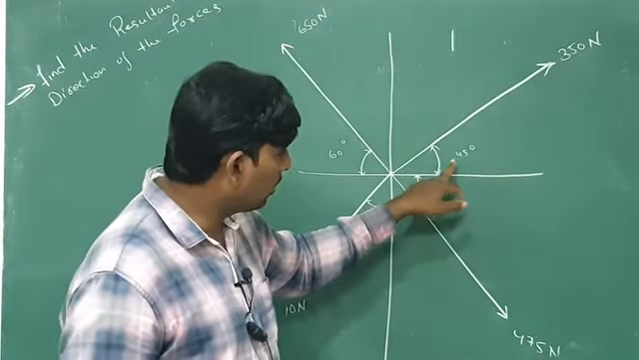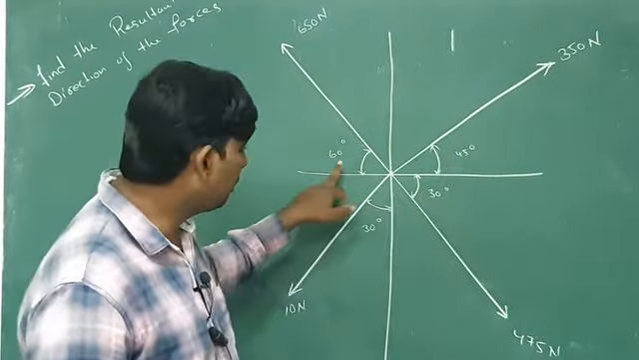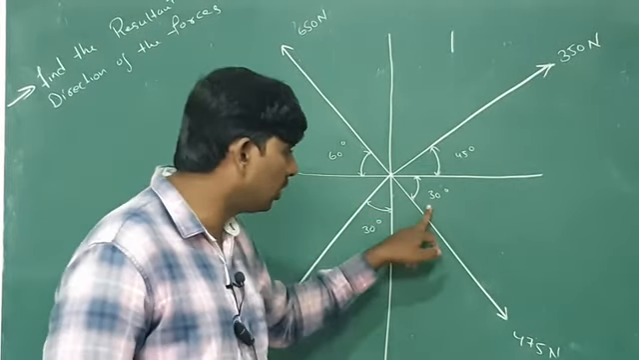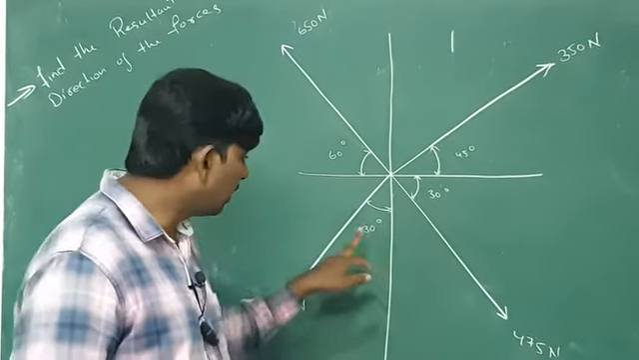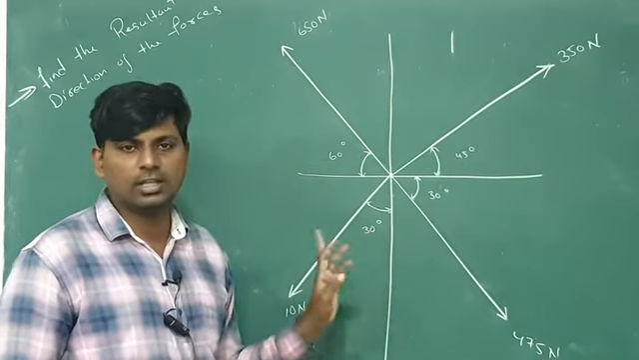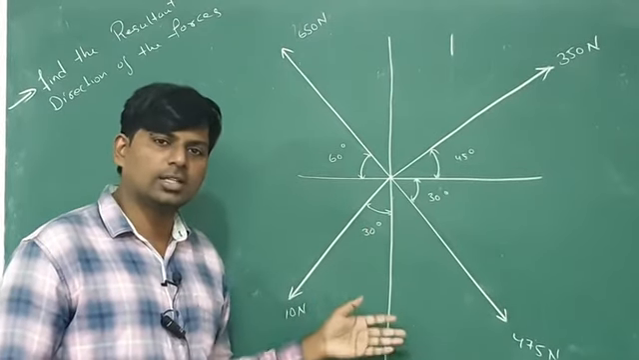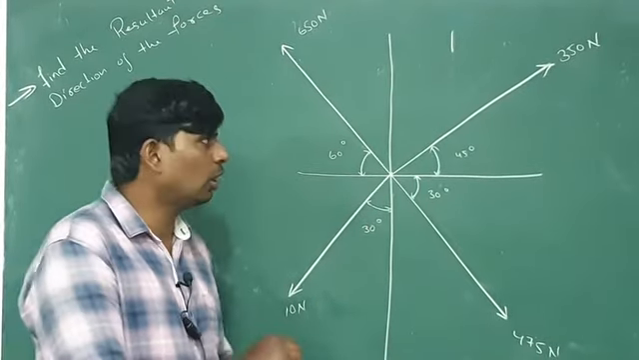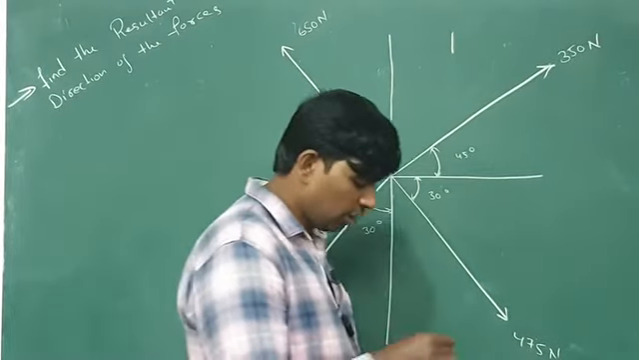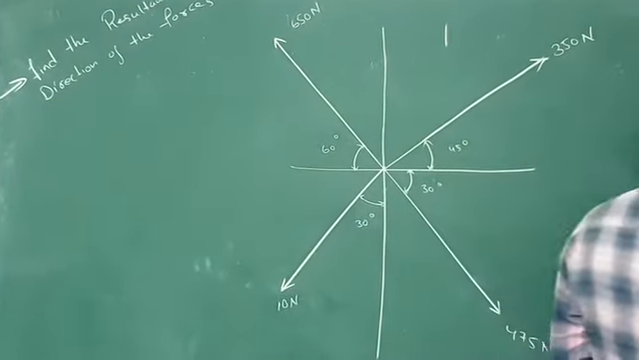As you observe here, this one is with respect to horizontal, this one is with respect to horizontal, and this one is also with respect to horizontal. But this angle is with respect to vertical. This is the difference between the last session's problem and this problem. Now you have to concentrate here. I already told you this one. You have to remember this one.